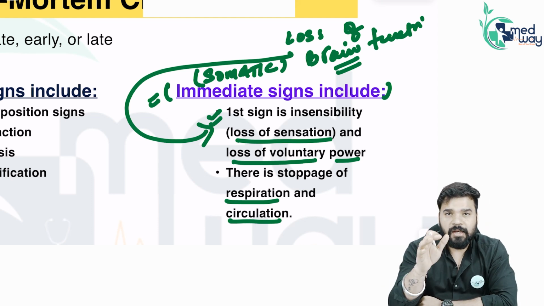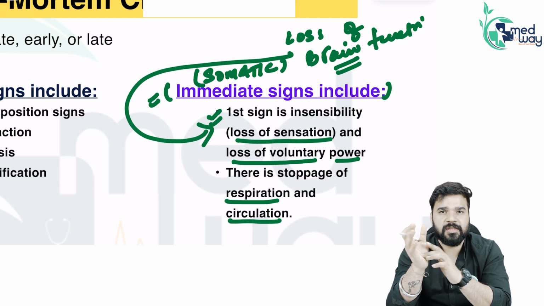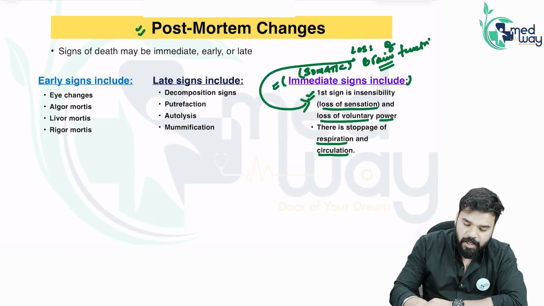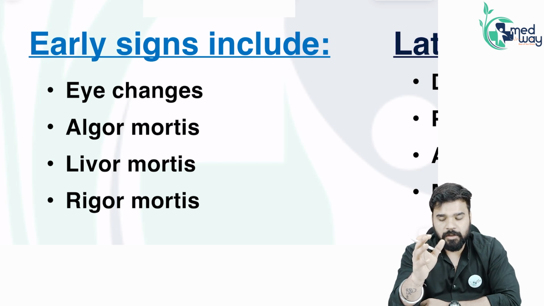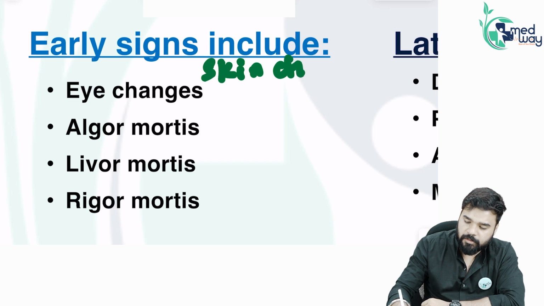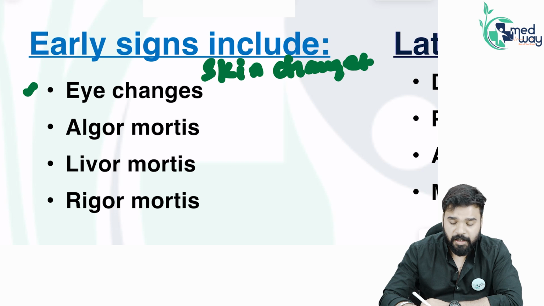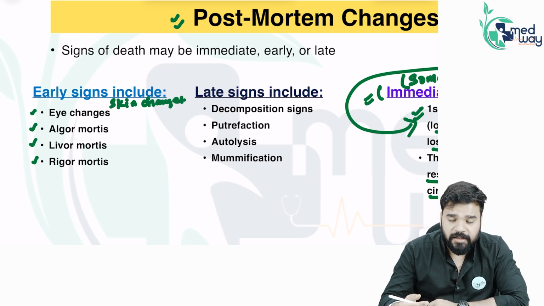Okay, so what are the immediate changes after death? First will be loss of brain function, which causes loss of sensation and voluntary powers. Then there will be loss of respiration and loss of circulation. Now, what are the early signs which you will see after death? There will be skin changes, eye changes, algor mortis, livor mortis, and rigor mortis.